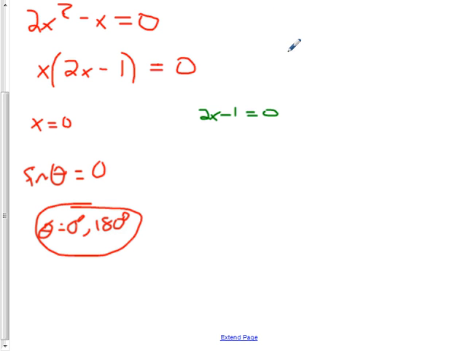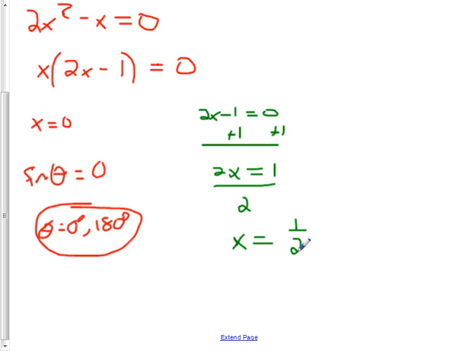Alright, so we got the first set of answers. Now we go to the second problem. So we're adding 1. So you have 2x equals 1. Divide everything by 2. So x equals half. So now you have the x by itself. Let's put the sine theta back in for the x.